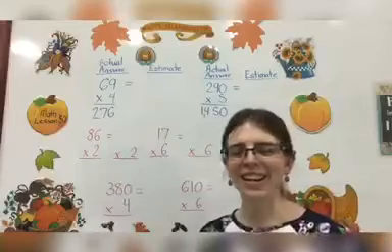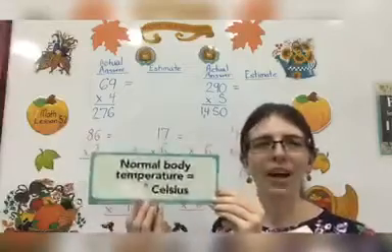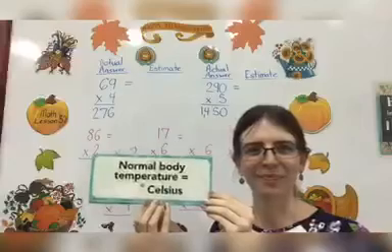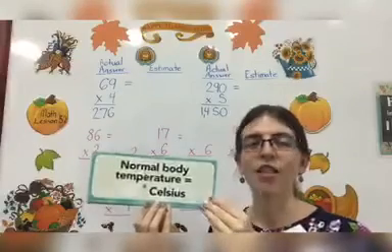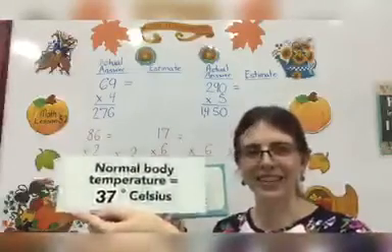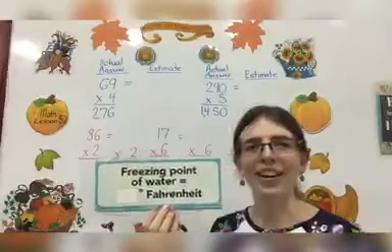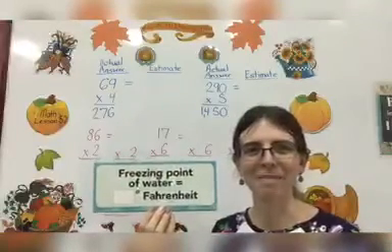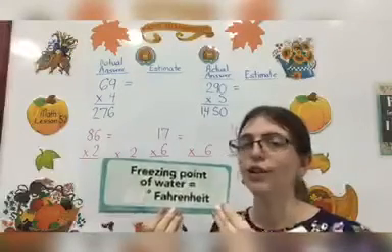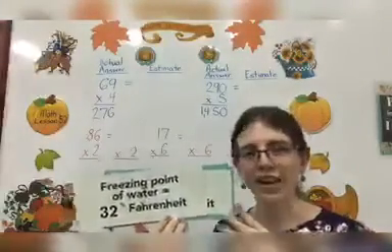Let's get started. We're going to review our temperatures. Ready? What is the normal body temperature in Celsius? 37 degrees Celsius. Very good. What is the freezing point of water in Fahrenheit? Did you get it? Freezing point is 32 degrees Fahrenheit.